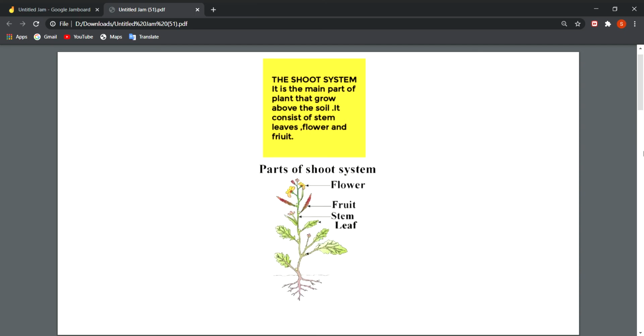We were discussing plants. In the last period, we discussed the root system. Now we shall take the next system of the plant, and that is the shoot system. The system which is above the ground is called the shoot system. It is the main part of a plant. It consists of stem, leaves, flowers and fruits.